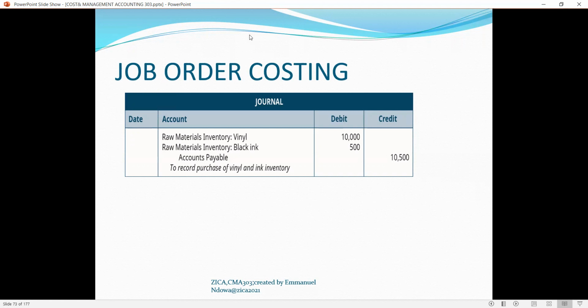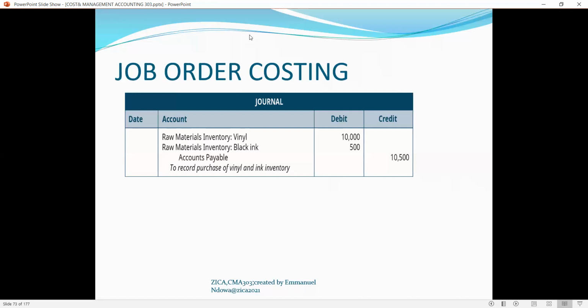So your memo now, you need to say record the purchase of vinyl and ink inventory. You then place your vinyl and ink inventory into your storehouse, into your warehouse. You can see that there isn't any request from production as of now. You are just placing your raw materials into your warehouse. Are we together on this stage?